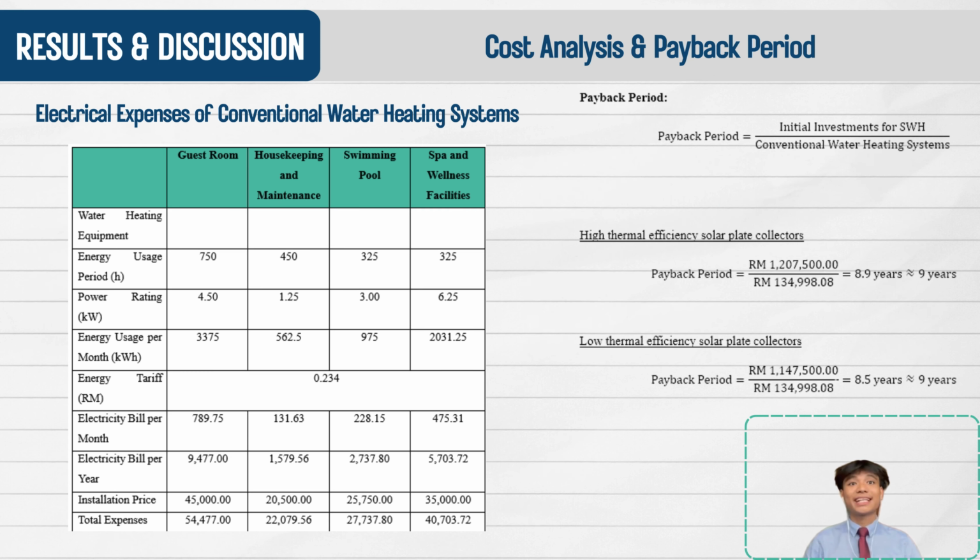The table shows the electrical expenses of the conventional water heating system, in which 4 locations in the hotel are considered, including guest room, housekeeping and maintenance, swimming pool, as well as spa and wellness facilities. So as to calculate the payback period, the initial investment for the solar water heating system can be divided by the conventional water heating system costs. For the high thermal efficiency solar plate collectors, the payback period is approximately 9 years. As for the low thermal efficiency solar plate collectors, the payback period is also approximately 9 years.